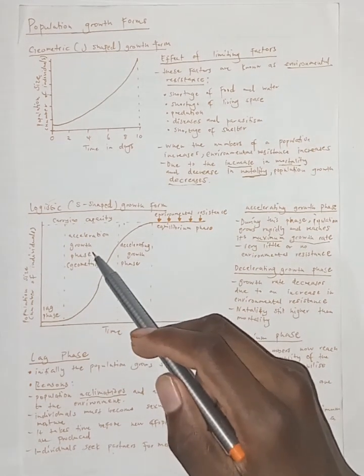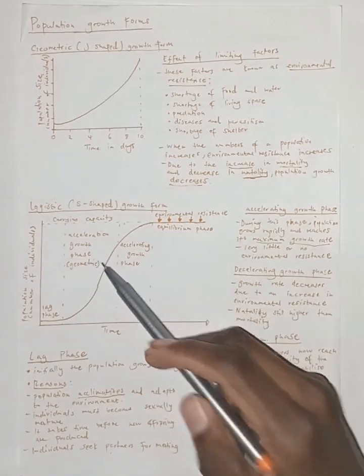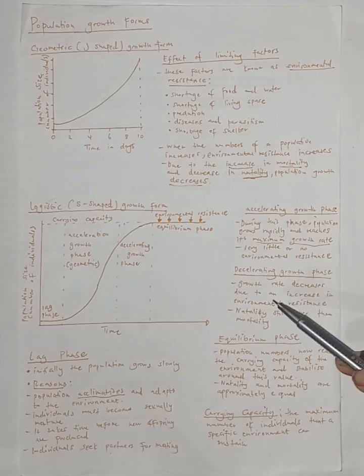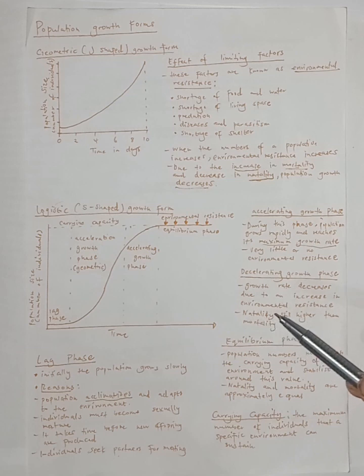We move on to the next section, which is acceleration growth phase or geometric growth phase. Acceleration, I wrote accelerating, excuse me for that. It's acceleration growth phase. During this phase, population grows rapidly and reaches its maximum growth rate. Very little or no environmental resistance at this stage. Right. Decelerating growth phase, which is this portion there, growth rate decreases due to an increase in environmental resistance. Natality is still higher than mortality. Again, one of these definitions, make sure you know them.